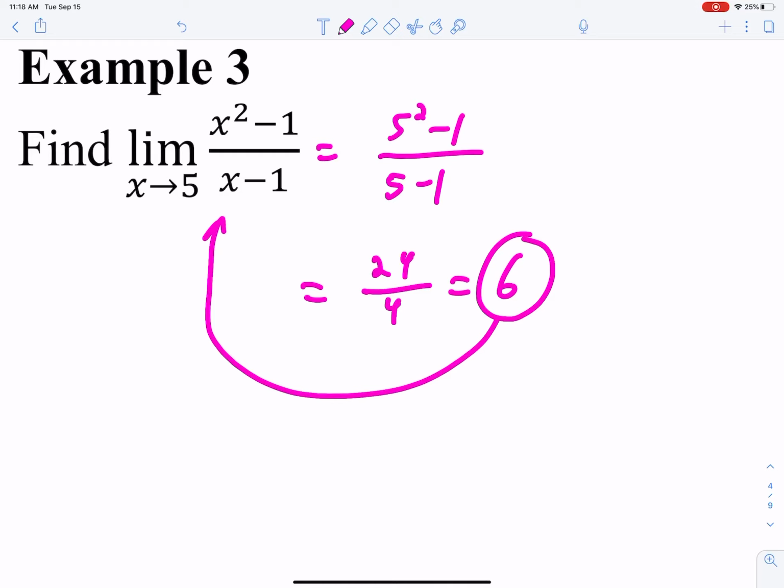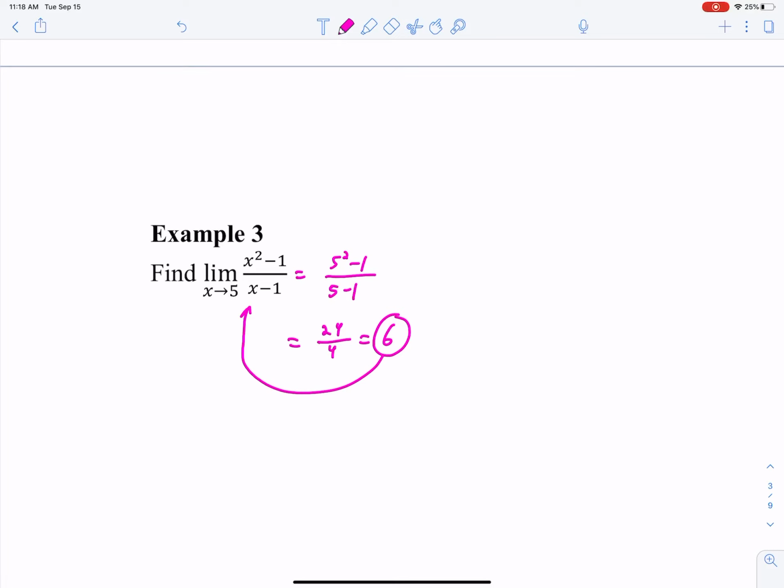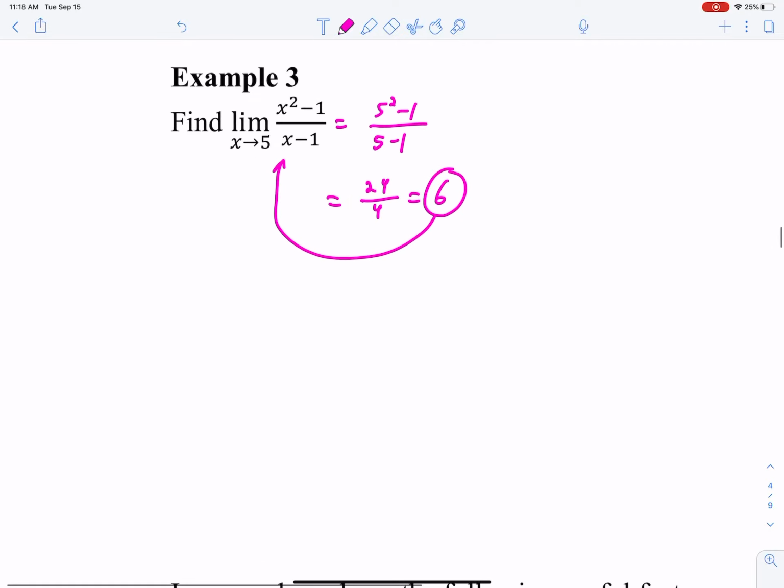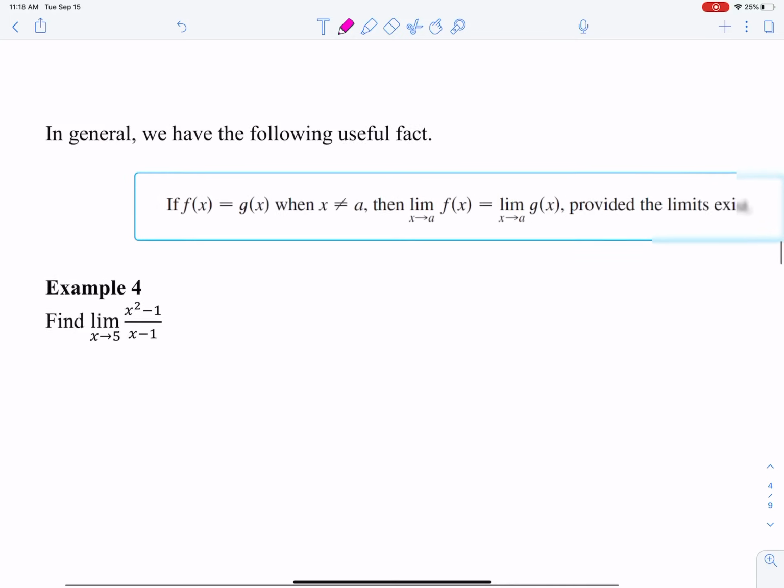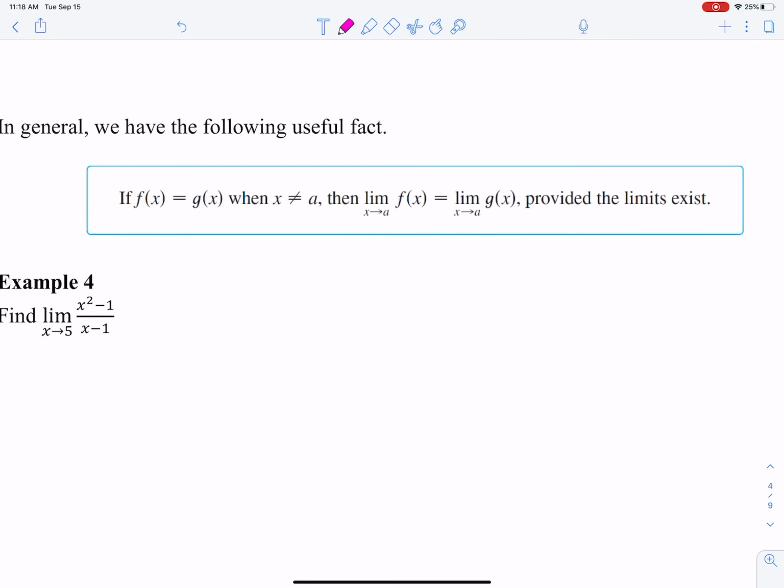So again, we're going to ask ourselves those 2 questions. Is our function a polynomial or rational? If yes to either one, is a in the domain of that function? If the answer is yes, again, got to have 2 yeses on that one, then the answer is you plug in. Nice and easy.